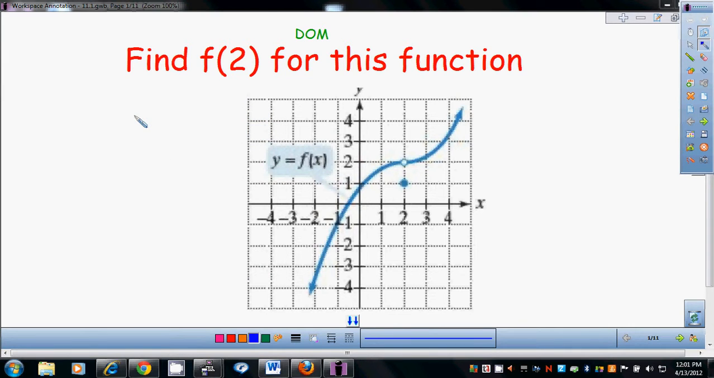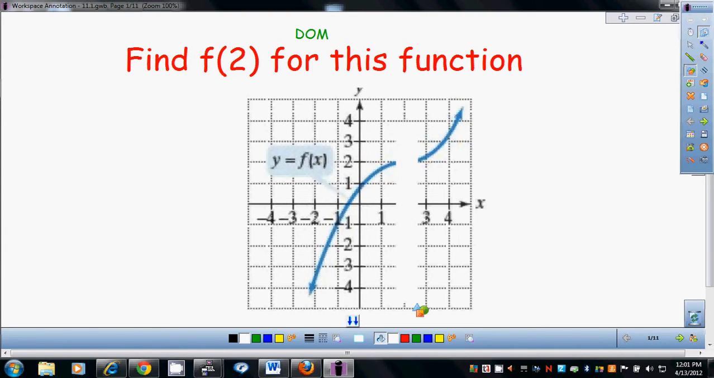Who can tell me what f of 2 is? 1. That's right. How did you know it was 1? That's right. Now, let's imagine this for a second. What if I had whited out just a part of this? Like, oops, sorry, I spilled some white out on the paper. What does it look like f of 2 is going to be?